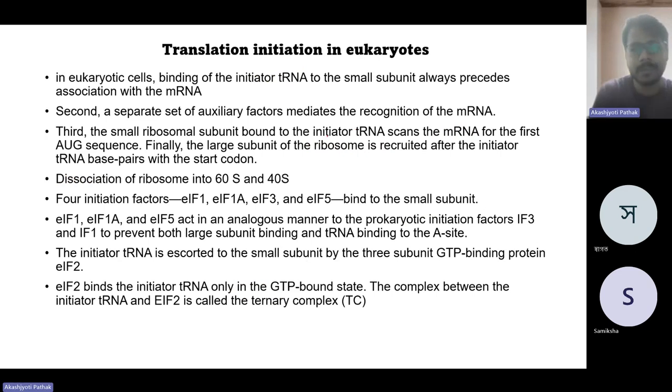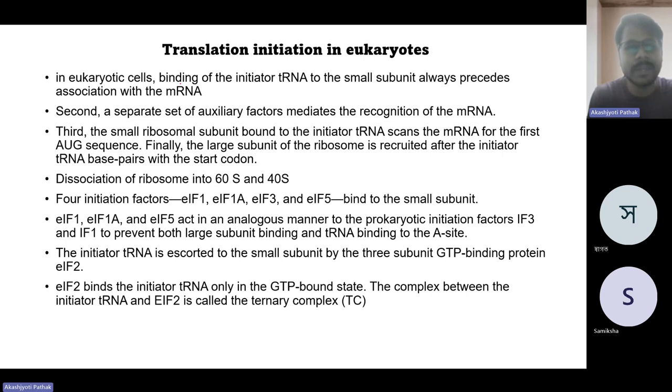Now we'll discuss it in the next class, and I'll discuss this question again. Next thing is translation initiation in eukaryotes. There are many proteins, and you have to remember the function of these different initiation factors: which initiation factor is involved in recruiting the tRNA, and which is involved in recruiting the mRNA. So there is nothing much to understand over here.